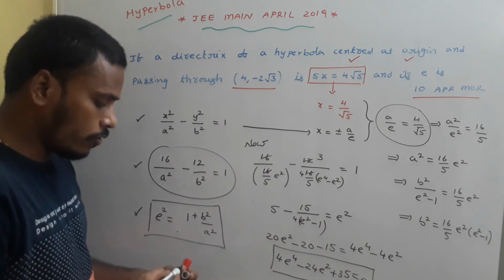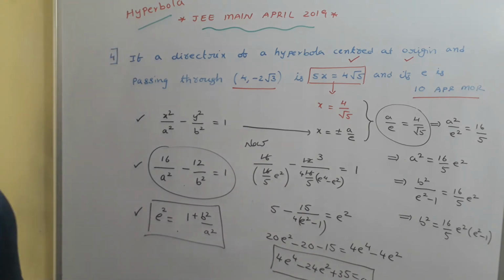So just have a look. The process is simple. We need to try for elimination of a and b. That's it.